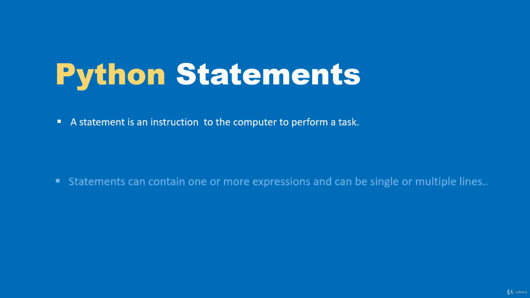Python statements are basically a set of instructions that you give to the computer to perform a task or a series of tasks. Python statements can contain one or more expressions. It can also be on a single line, or it can consist of multiple lines.